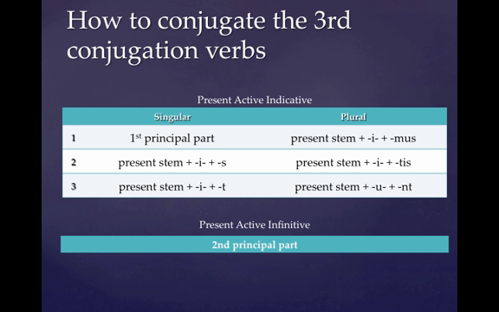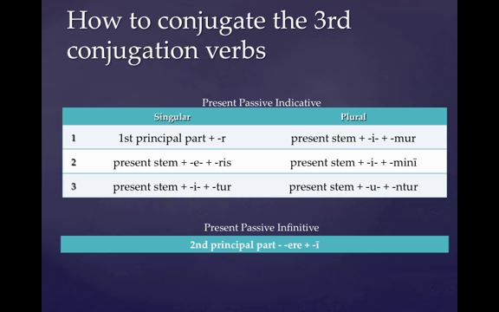So to remind you, you form the present active indicative this way for the third conjugation verbs. Now this chart is just for third. I'm going to do one set for third conjugation, another for third io, and a third set for the fourth conjugation. You know this. First person singular is the first principal part, and then after that you need the present stem. You need to add the I or the U for the third person plural, and then the personal endings, right? S, T, mus, tis, nt, okay? And the present active infinitive is the second principal part.